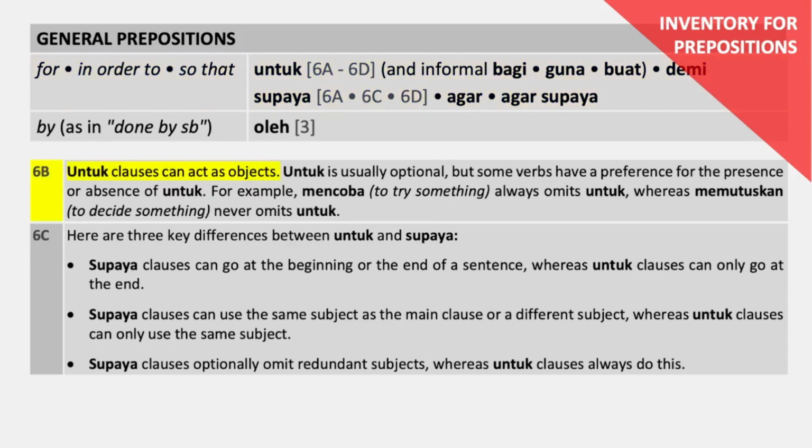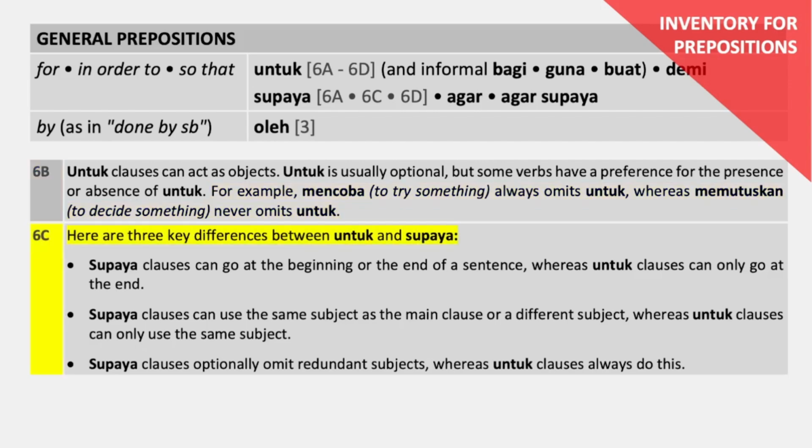Untuk clauses can act as objects. Untuk is usually optional, but some verbs have a preference for the presence or absence of untuk. For example, mencoba always omits untuk, whereas memutuskan never omits untuk.